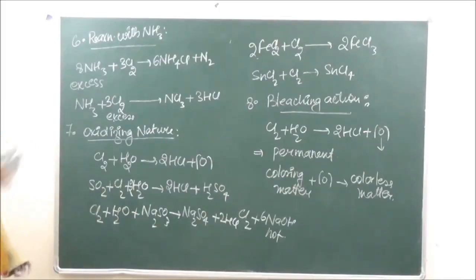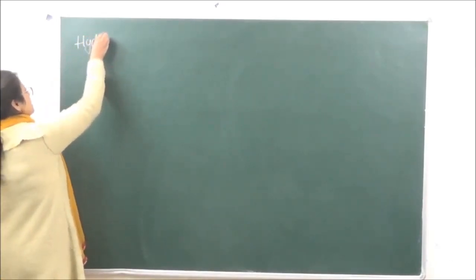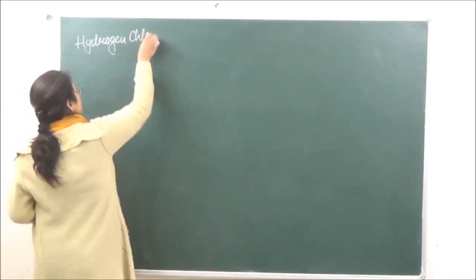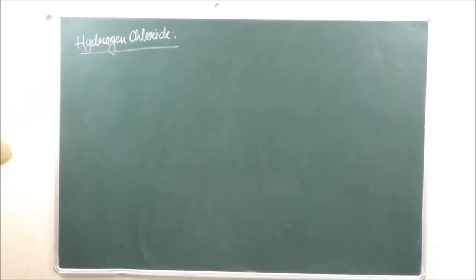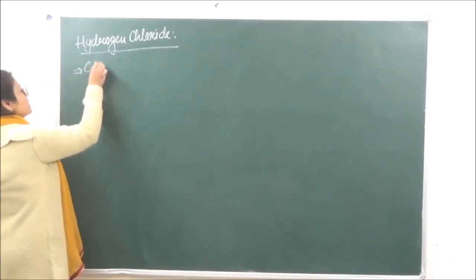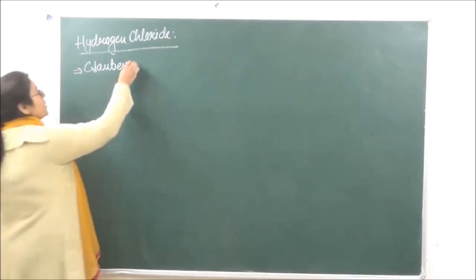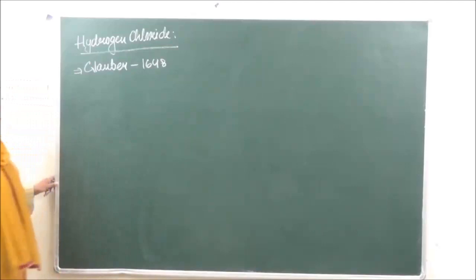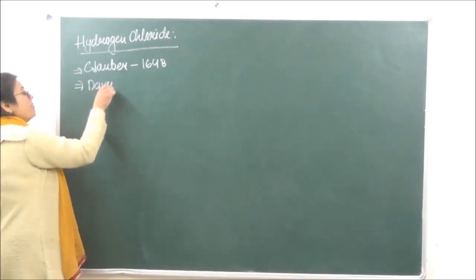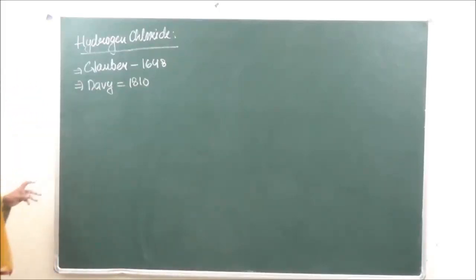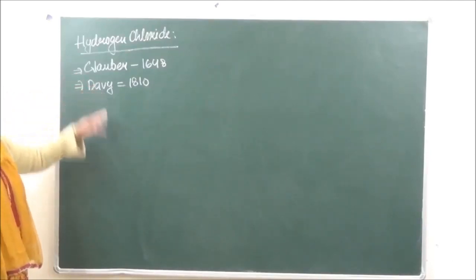Let's go on to the next one, that is hydrogen chloride. Next हमारे पास आता है hydrogen chloride. Now when we talk of hydrogen chloride, it was prepared by Glauber. Glauber was the scientist जिसने इसको prepare करा था in the year 1648. ठीक है? और डेवी ने इसको शो करा इतने सालों के बाद. डेवी ने 1810 में कहीं जाके इसको शो करा कि it is a compound of hydrogen and chlorine. So it took so many years in order to explain the characteristics of HCl.